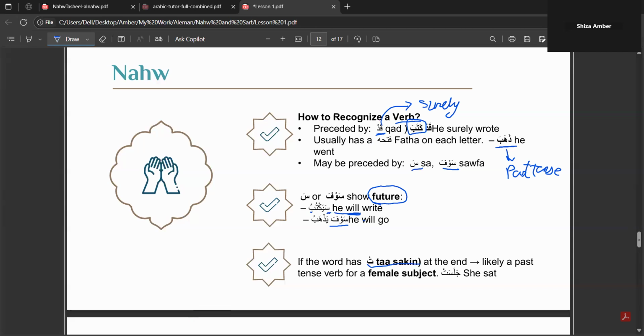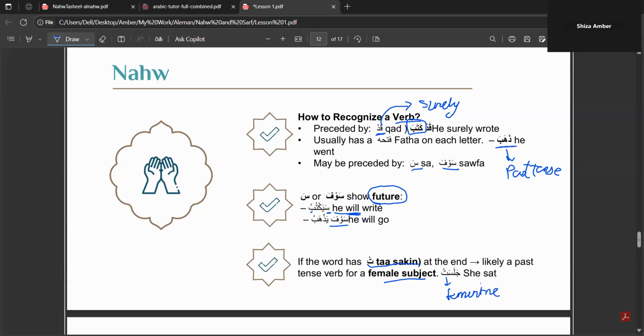And lastly, if the word has a ta sakin at the end, that's likely to be a past tense verb with a female subject. If we're talking about a female doer of the action, it will usually have a ta sakin on it. This word sakin means it has a sukoon on it. So any word which has a sukoon on it becomes a sakin, as I told you earlier in the class. So if there's a ta sakin, it will automatically mean that I'm talking about a feminine.